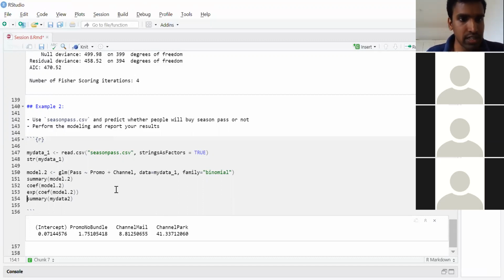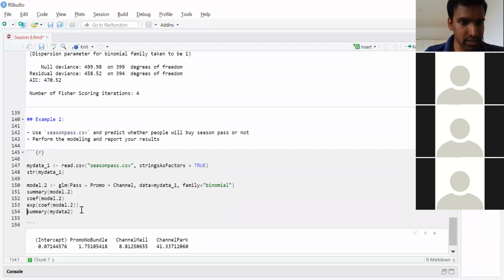Now, since we do not really know much about this data, and we are struggling to understand how to interpret it, this is basically about whether people buy a season pass or not, based on past behavior, and whether they went for a promo bundle or not, whether they got a bundle package or no bundle package. Also, there is information on how they came to the theme park, whether through a mail promotion, or directly into the park, and got the season pass in the earlier case. And after that, there is one more piece of information, right?